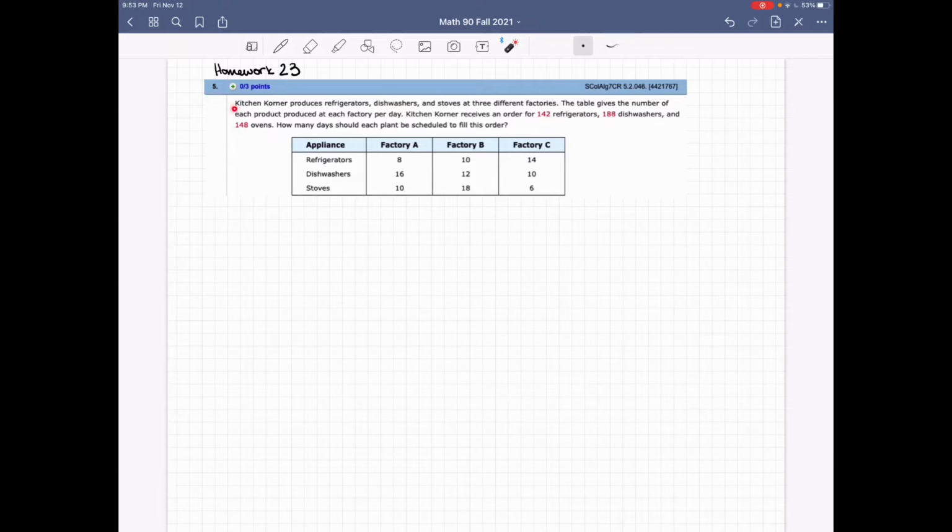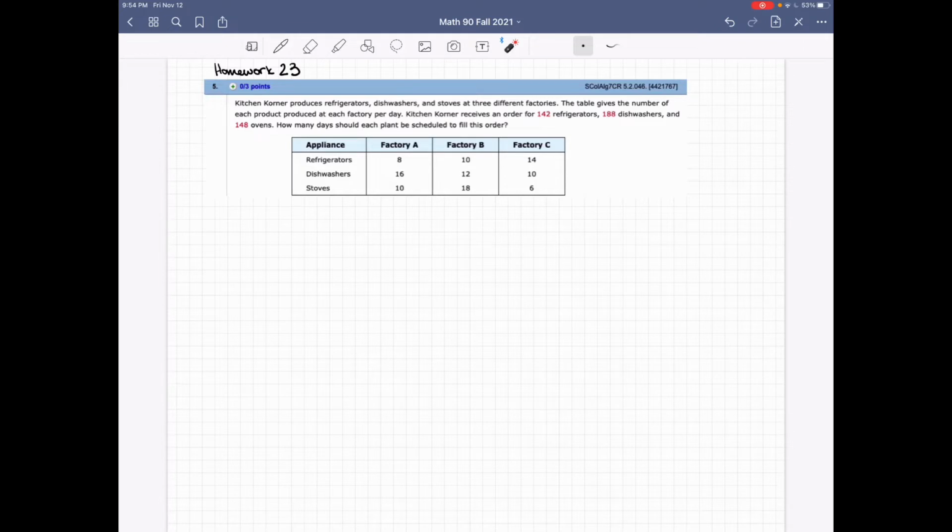Kitchen Corner produces refrigerators, dishwashers, and stoves at 3 different factories. The table below gives the number of each product produced at each factory per day. Kitchen Corner receives an order for 142 refrigerators, 188 dishwashers, and 148 ovens. How many days should each plant be scheduled to fill this order?